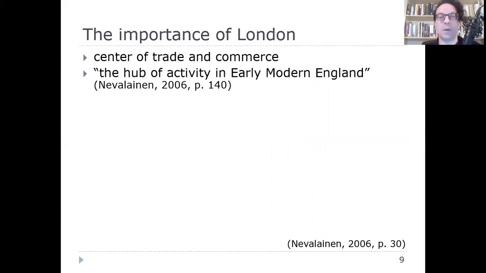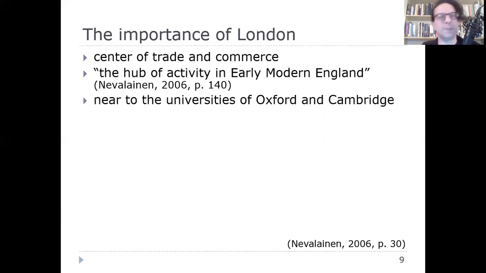London itself was becoming the most important place in England, so to speak. It was the center of trade and commerce at the time. And Neverleinen even says London was becoming sort of the hub of activity in early modern England. It was the fastest growing city. And there were several reasons for this. One reason I already mentioned, trade. A lot of people coming through the River Thames, with their ships, buying and selling a lot of stuff in London.